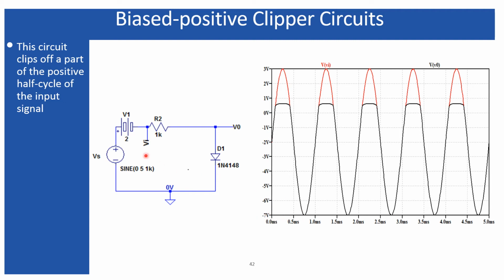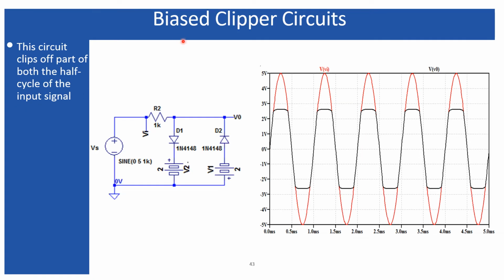Since the orientation of this diode makes it operate as a biased positive clipper, the positive half cycle is going to be clipped off. So this positive half cycle is clipped off, and this portion of the voltage is dropped due to the non-ideal characteristics of the diode. And for the negative half cycle, the output is following the input entirely.